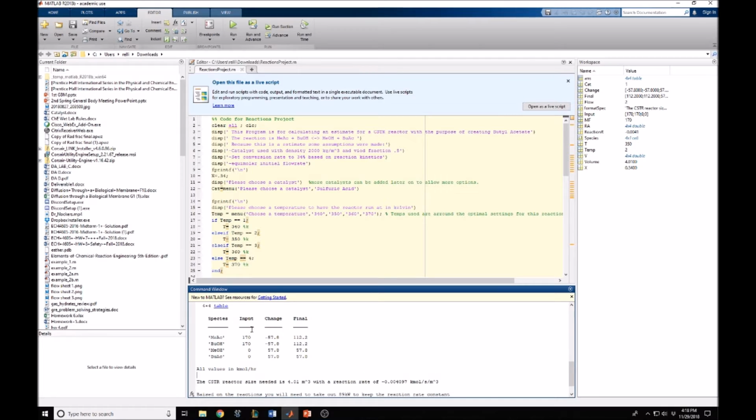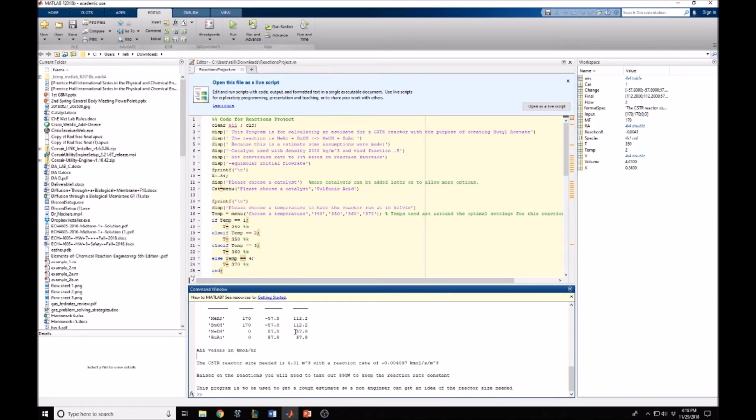As you can see here, we have our species, our input, our change, and our final amounts. Down below, we have the volume of the CSTR needed, which for this particular example is 4.01 meters cubed, with the reaction rate of negative 0.00409 kilomoles per second per meter cubed. For our particular code, we also added the amount of energy that would be needed, and for this one, it'd be 89 kilowatts. And again, this is just a general idea for how a non-engineer would do this.